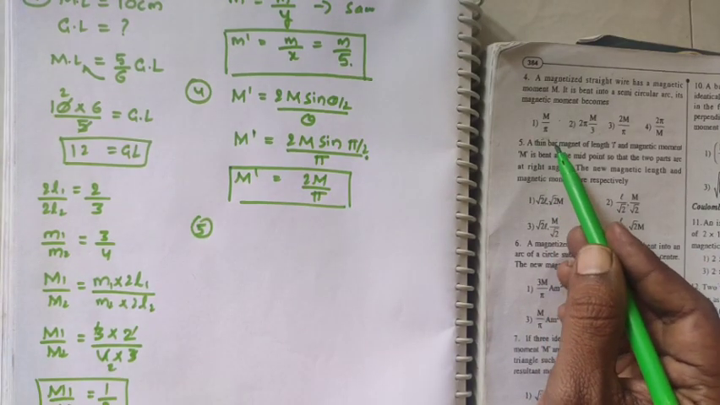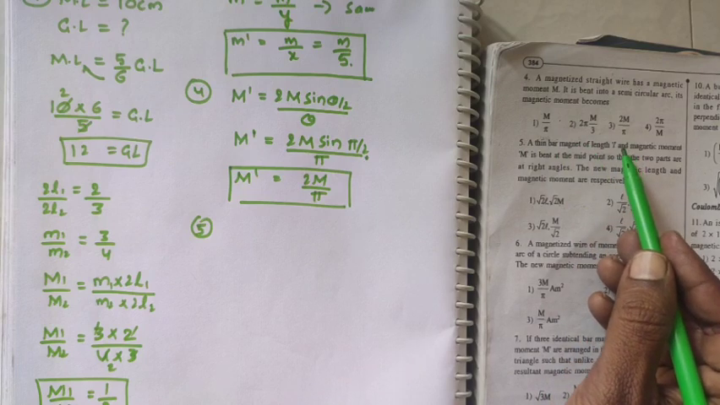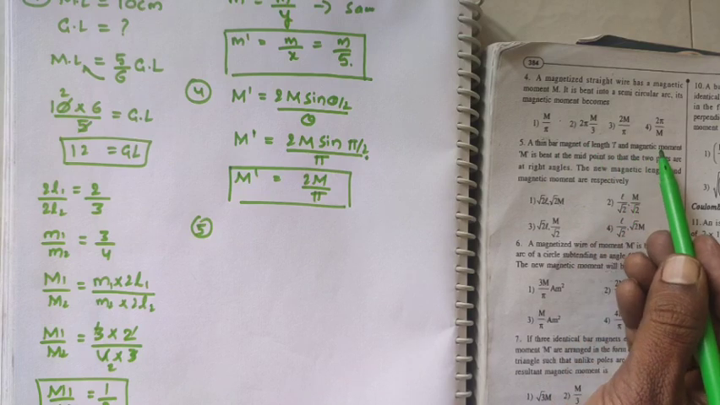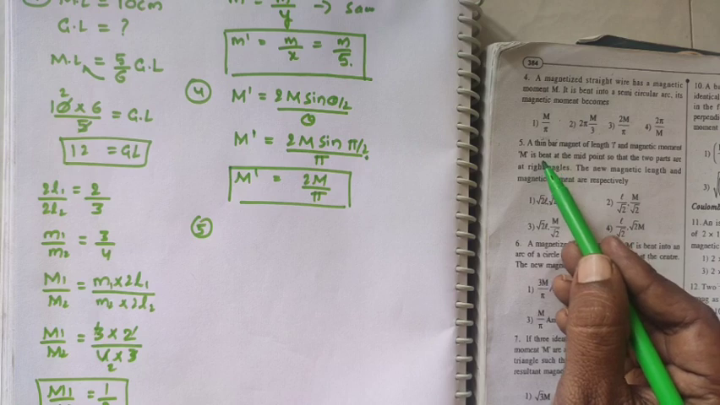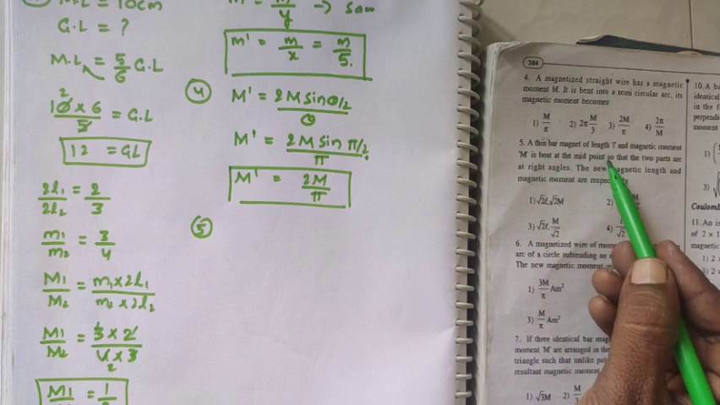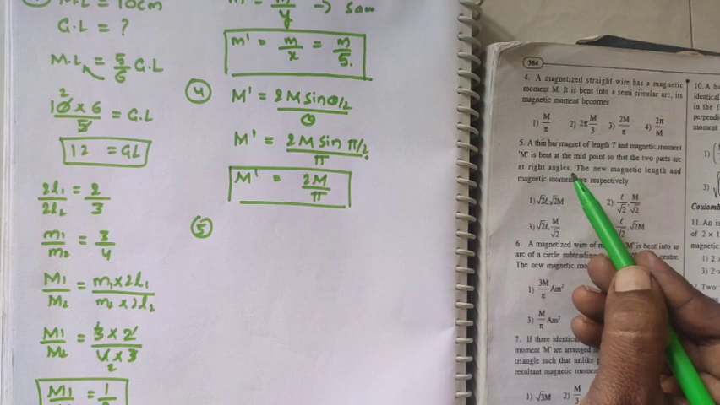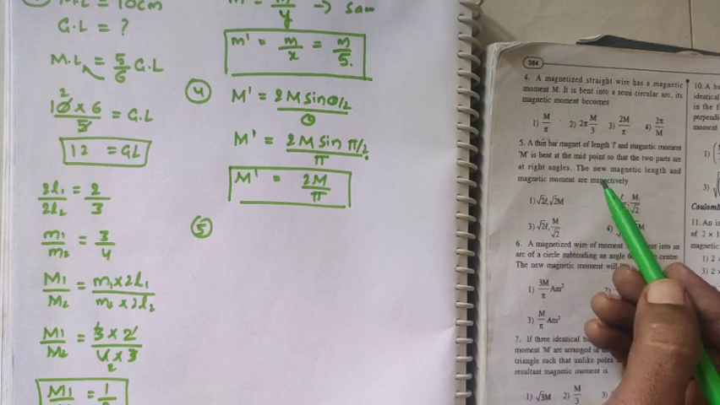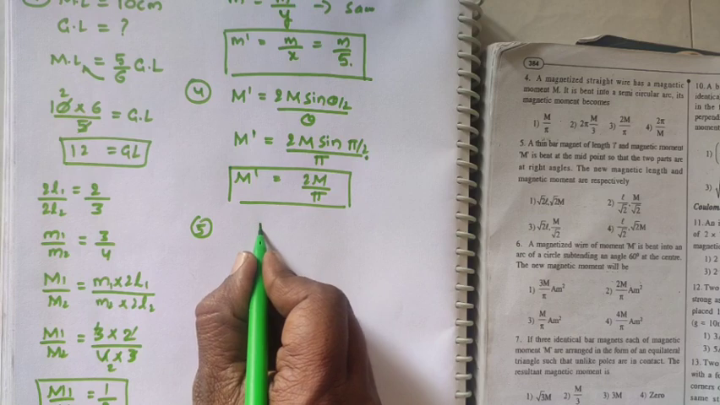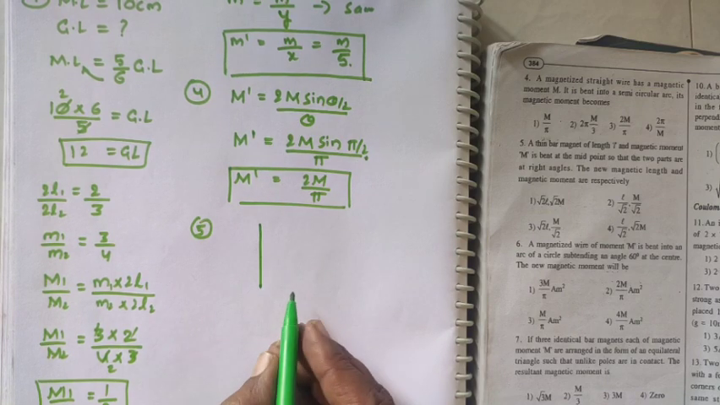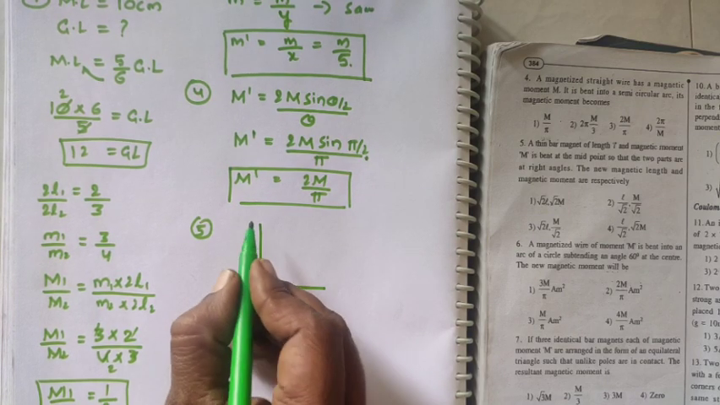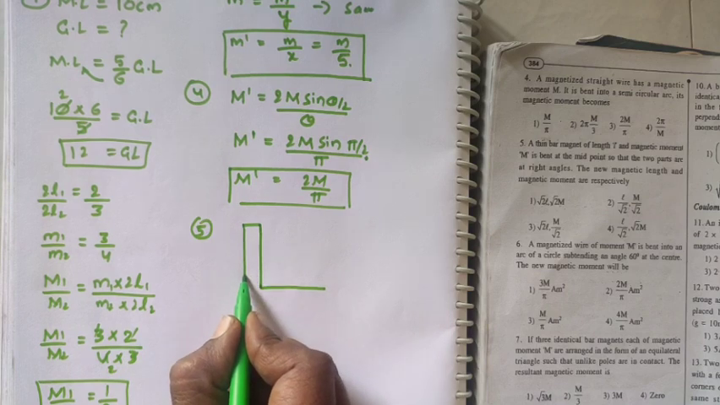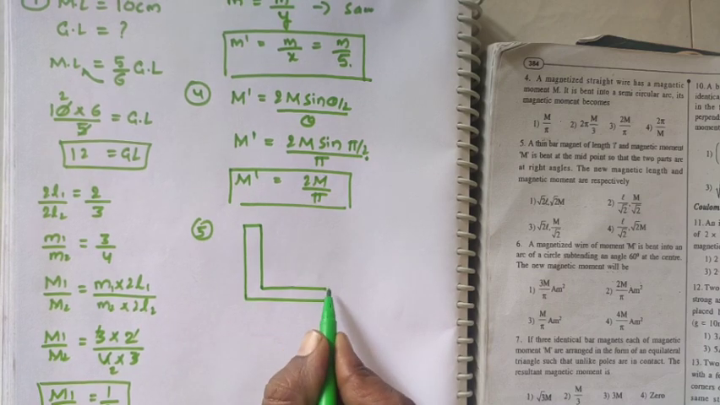Look at here. A thin bar magnet of length L and magnetic moment M is bent at the midpoint so that the two parts are at right angles. One magnet I will bend at the middle, so those two parts are at right angles. This is the case we can consider. I bent it at the middle.